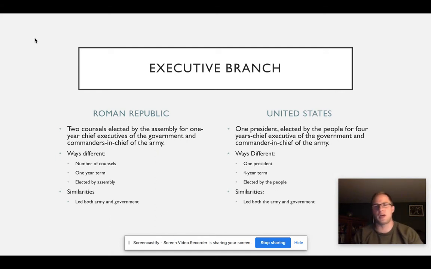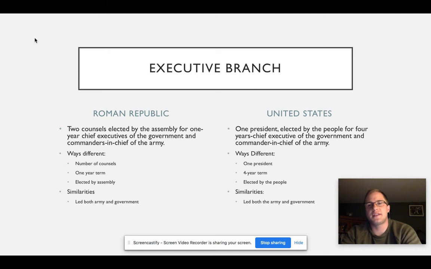Executive branch, think of it as the president of the United States. Okay, so Roman Republic: two consuls elected by the assembly. Instead of one person, they had two. Remember, they were very afraid of one singular king. They were chief executives of the government for 1 year, and they were the commanders in chief of the army. So basically, they controlled the army.